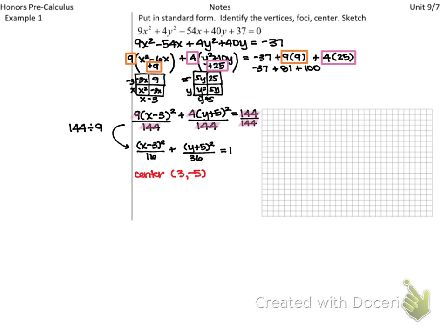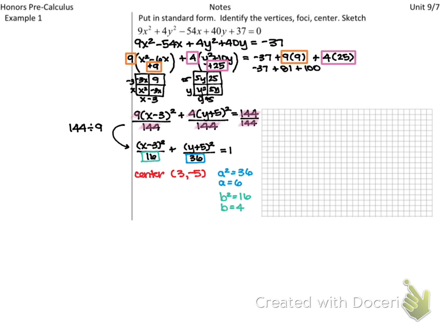Let's pull down the size of that pen. Okay. So I know that a squared is equal to 36, which means a is equal to 6. So from the center, I'm going to go 6 units up in the y direction to find the vertex and 6 units down to find the vertex. Then I know that the other denominator, which is the smaller one, that is going to give me my b. So b squared is equal to 16, which means b is equal to 4.